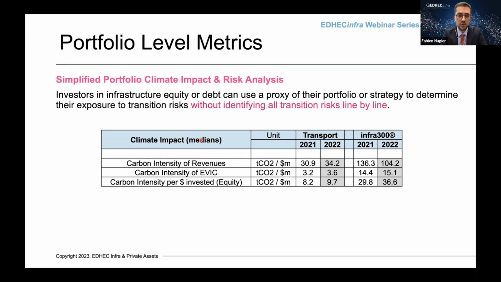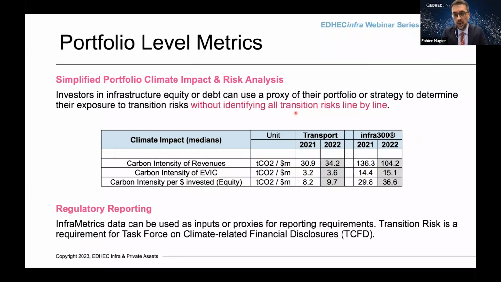So this table shows the intensity metrics by revenue, enterprise value, and equity price for transport and for Infra 300. So you can see very different averages, that's median values. And this can really help to assess the emissions of a portfolio by looking at the different values and maybe changing the composition of the portfolio.